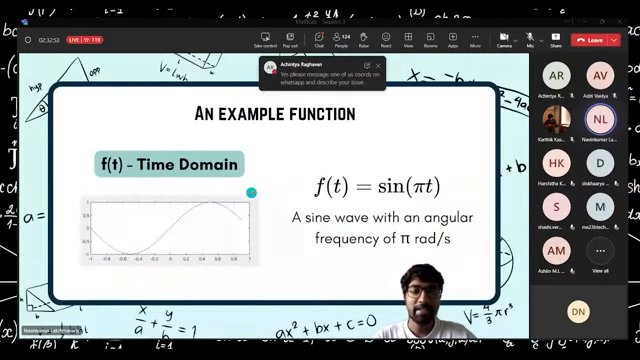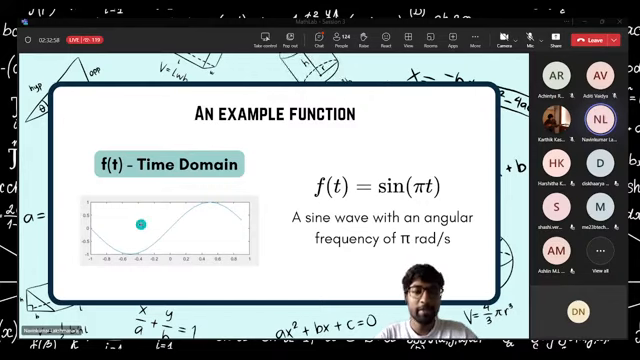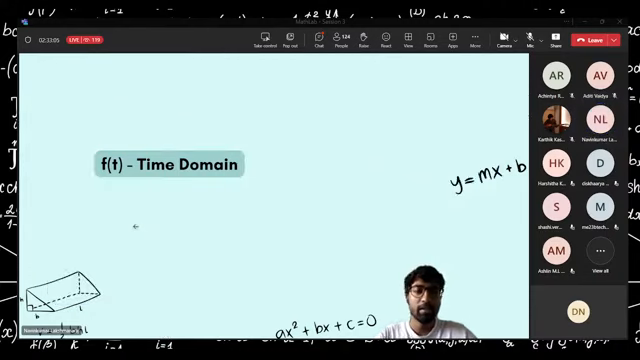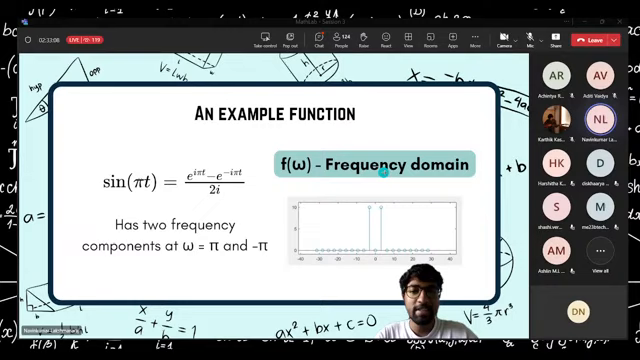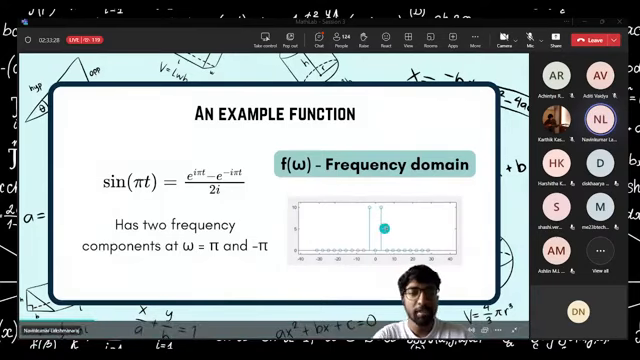So let us take an example. Say we have the function f of t equals sine pi t. In the time domain it would look something like this. At every time instant t, what you get is the value of the function at that particular point. Now, if you try to represent the same thing in the frequency domain, you can decompose the sine into exponentials using Euler's formula. What you'll see here is it only contains two frequencies, one at omega equals pi and one at omega equals minus pi. So the Fourier transform representation, that is, in the frequency domain, would look something like the graph shown here.